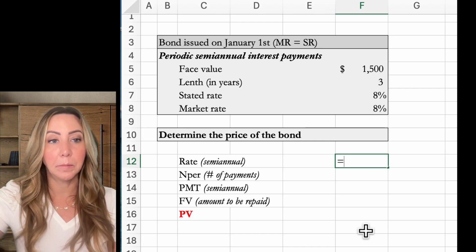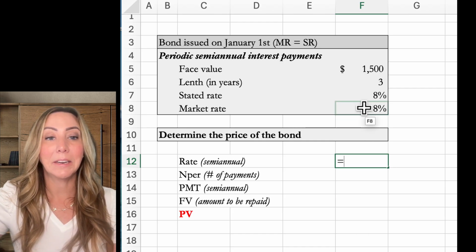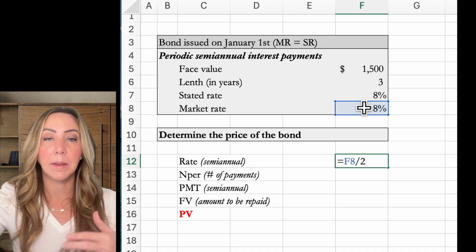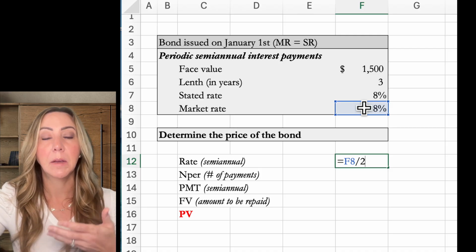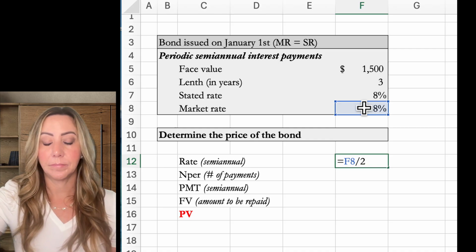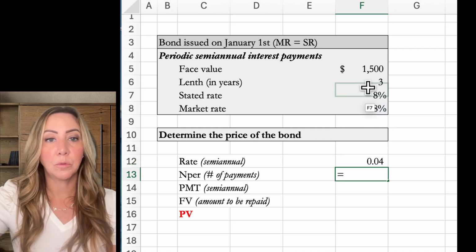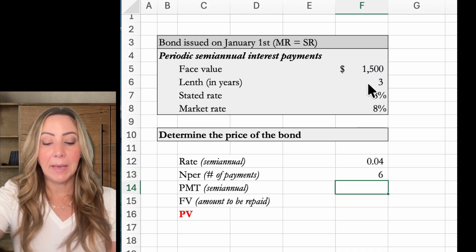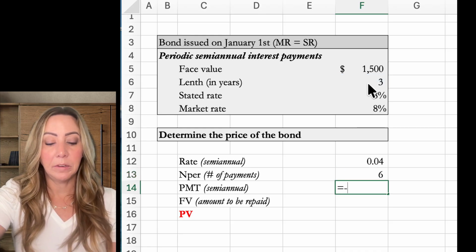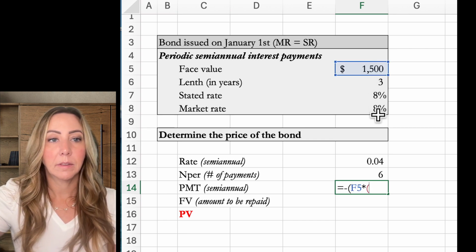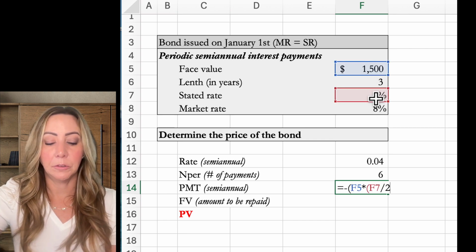So I'll put the market rate here in my calculation, but I do need to divide it by 2 because it's semi-annual. Remember, I always use the market rate in my present value calculation. I'm discounting back to the present my promises that I'm making at the market rate. The number of periods is 3 times 2. And my payment, which I'm going to make negative, is 1,500 times the stated rate divided by 2.